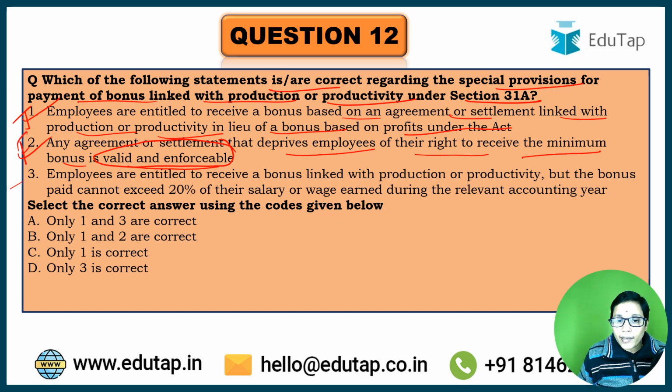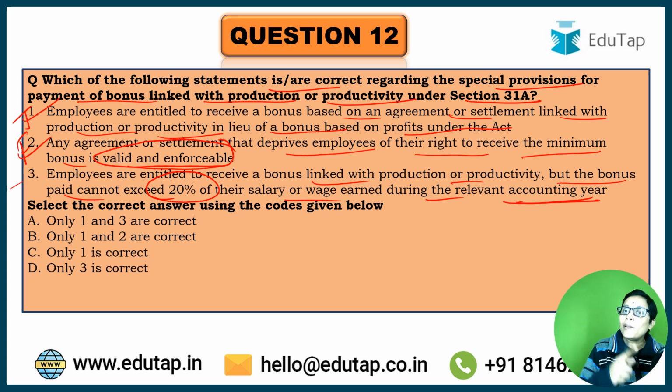Third, employees are entitled to receive a bonus linked with production or productivity, but the bonus paid cannot exceed 20% of the salary or wage earned during the relevant account year. Yes, अगर excess में है तो हमने देखा है maximum bonus दे सकते. कितना होगा maximum? That is 20% of the salary or wages, right? उतना ही देना पड़ेगा. Minimum है तो 8.33% और 100 रुपीज minimum देना पड़ेगा. Even though वो allocable surplus कुछ भी नहीं है, profits नहीं है, that would be carried forward, right? So here this is true.